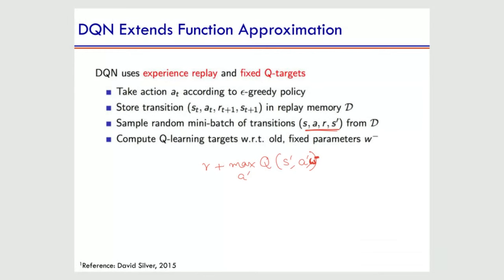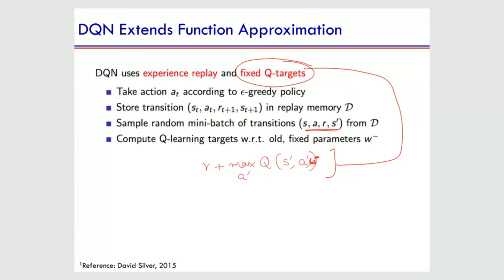These are called fixed Q targets. So I have the CNN, but I also have another CNN with W minus as the weights, whose weights I'm not updating. Think of it like this: I need to keep updating the weights of my Q network. That's the whole point of Q learning, right?